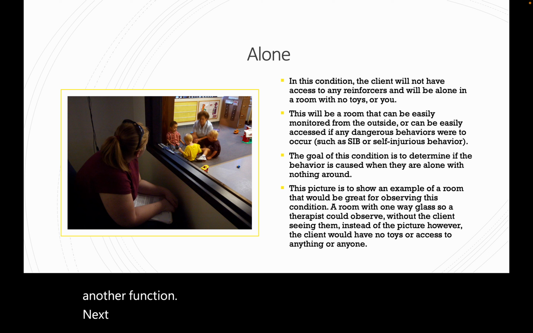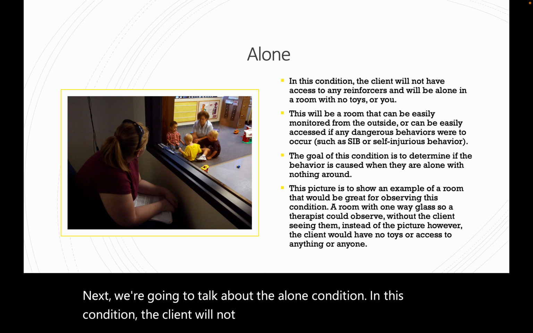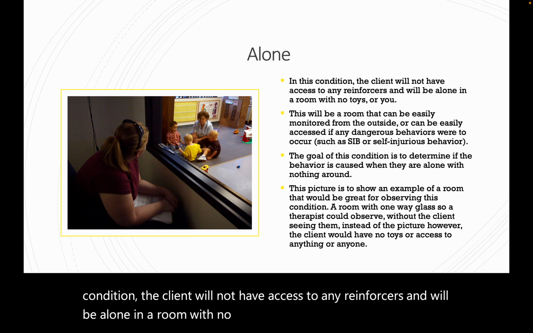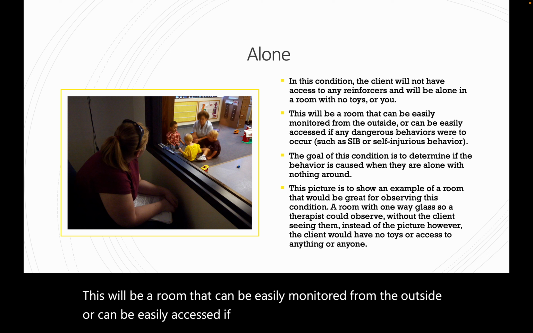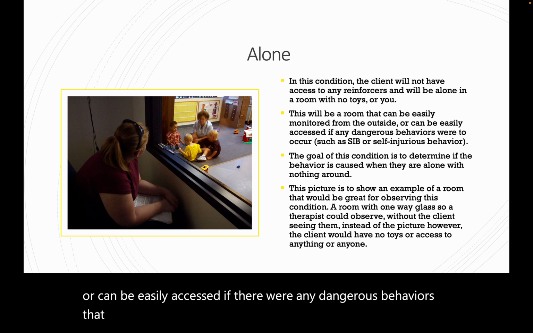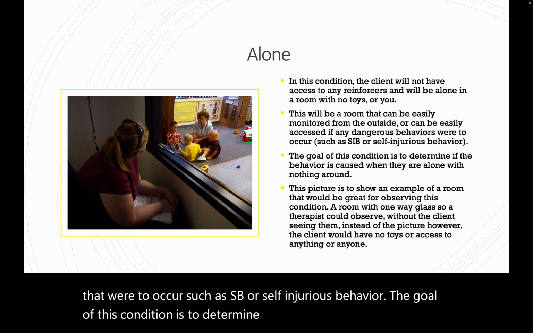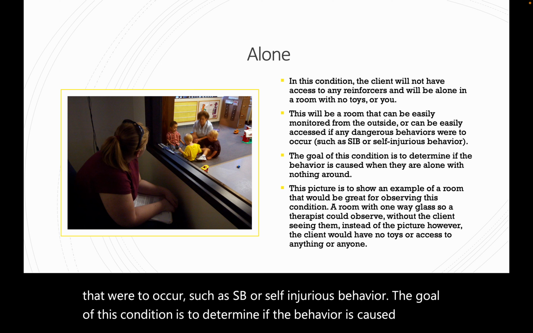Next, we're going to talk about the alone condition. In this condition, the client will not have access to any reinforcers and will be alone in a room with no toys or you. This will be a room that can be easily monitored from the outside or can be easily accessed if there were any dangerous behaviors that were to occur, such as SIB or self-injurious behavior. The goal of this condition is to determine if the behavior is caused when they are alone with nothing around.